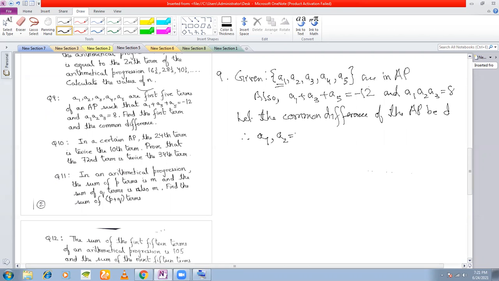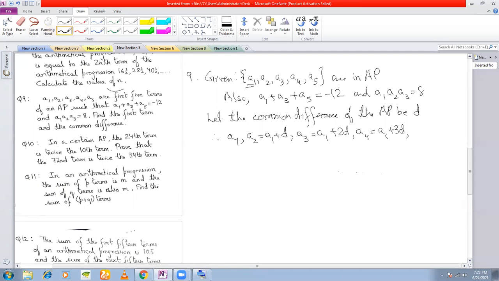A2 will be equal to what? A1 plus D, isn't it? A3 will be equal to A1 plus 2D. A4 will be equal to A1 plus 3D. And A5 will be equal to A1 plus 4D, isn't it? This is the AP, right? Yes, sir. I have expressed A2, A3, A4, A5 in terms of A1 and D.